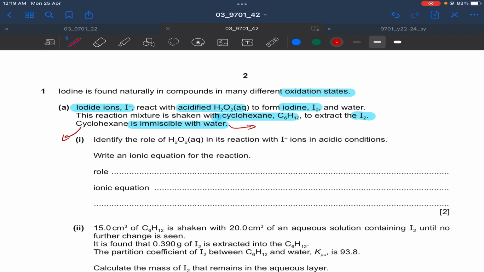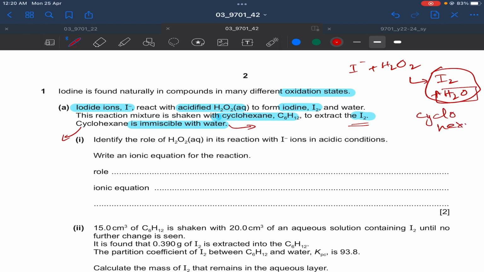So they're saying that iodide ions react with acidified hydrogen peroxide. So iodide ions are reacting with hydrogen peroxide to form iodine. So we are forming iodine in this reaction and water. All right, so iodine and water is formed. This reaction mixture is shaken with cyclohexane. So this reaction mixture, iodine plus water, is shaken with cyclohexane to extract the iodine. And cyclohexane is immiscible with water. So one of the solvents is water and the other solvent is cyclohexane.